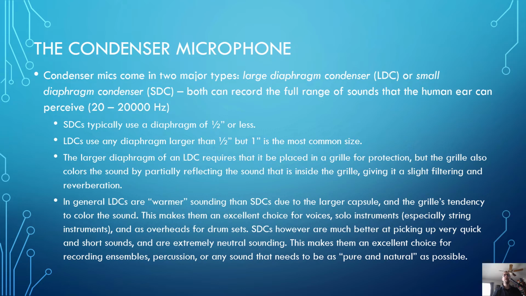The larger diaphragm of a large diaphragm condenser requires that it be placed in a grill for protection, but these grills also tend to color the sound by partially reflecting the sound as it comes in. It hits the diaphragm, it might bounce off, hit the grill, come back, hit it again. The result is that you have a slight amount of filtering and almost implicit reverberation that generally sounds a little bit warmer due to the larger capsule and the grill's tendency to color the sound.